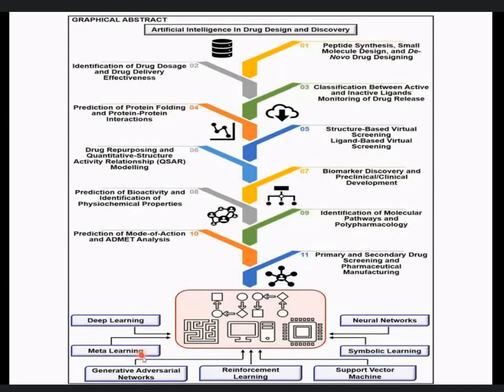You can convert it to meta learning or generative adversarial network. You have the reinforcement learning. You have neural network. From there, you can simulate learning. You have the support vector machine. So people are using all kinds of things to get the right kind of drug. The main purpose is to get the right kind of drug.